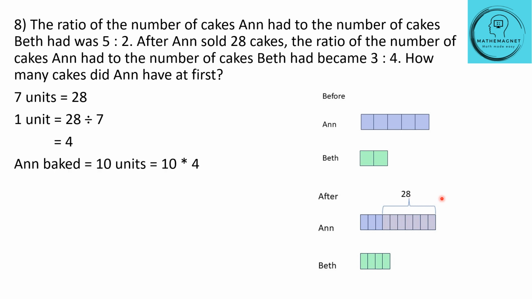Now, how many cakes did Anne have at first is the question. Initially we know that it is 5 units, but here we are splitting into 2 and it becomes 10 units, correct? So, 10 units is equal to, and we know 1 unit is 4. So, 10 times 4 is equal to 40. So, she had baked 40 cakes at first.